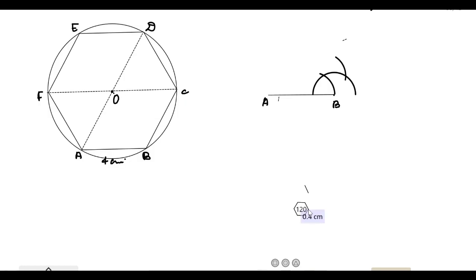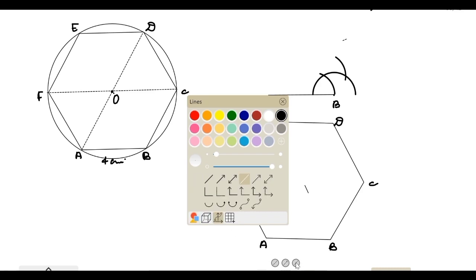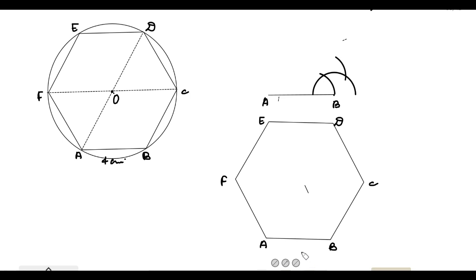Second method: after constructing the regular hexagon, draw right bisectors of any two sides. Suppose we are drawing the right bisector of AB, then take a distance more than its half, and put one arc above and one below, and draw its bisector. Similarly, draw the bisector of AF, and take the point of intersection of these two bisectors. This will be the circumcenter. Then take the distance OA or OB and draw the circumcircle. Write its steps.